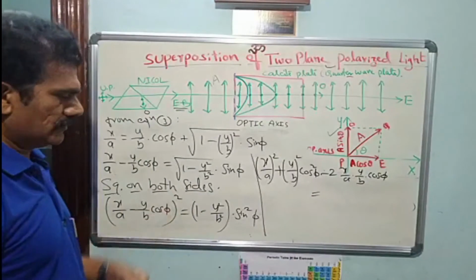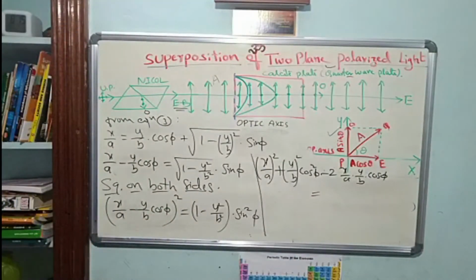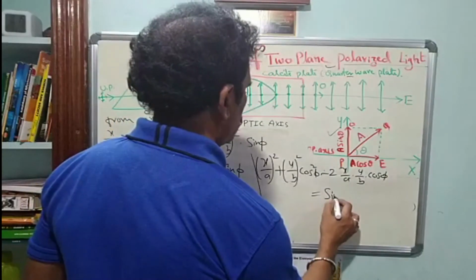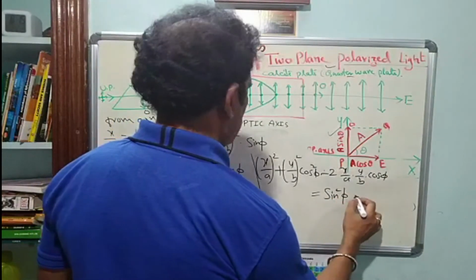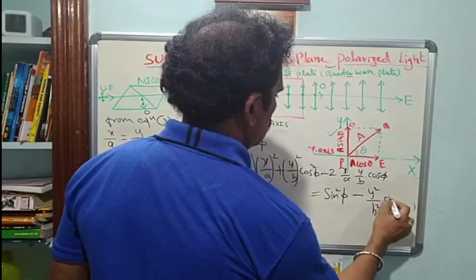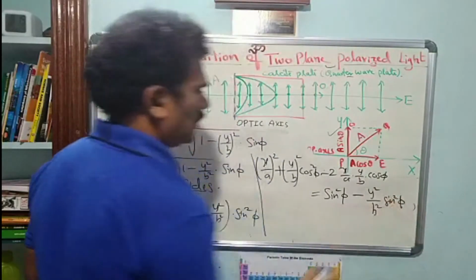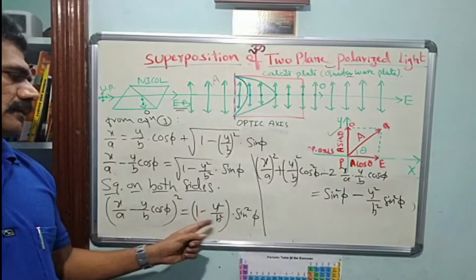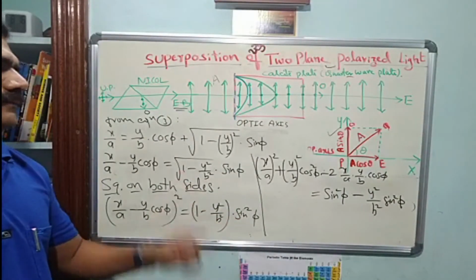That is equal to, okay, now multiply this sin square phi to each term on the right hand side, that is sin square phi minus y square by b square into sin square phi, where phi is the phase difference. Multiply to each term like this.